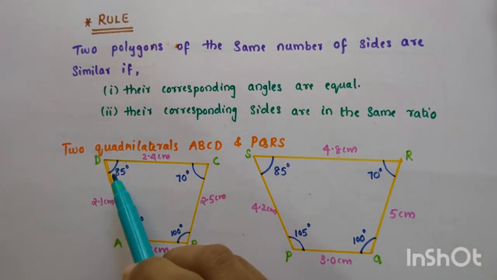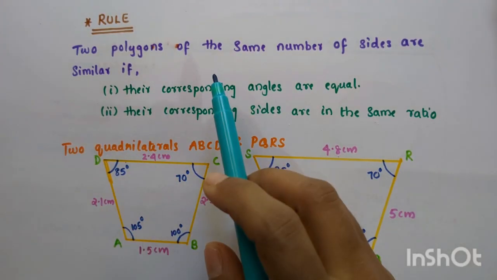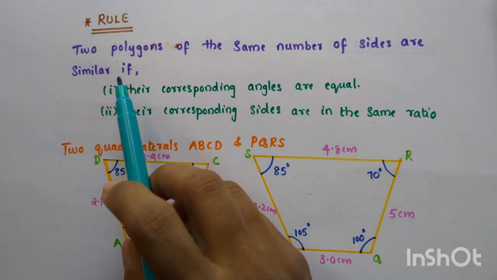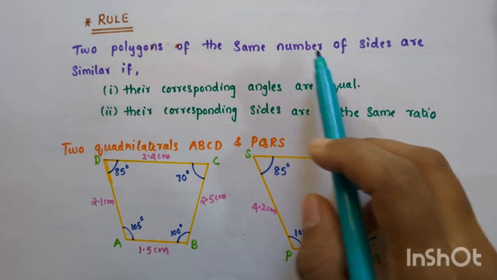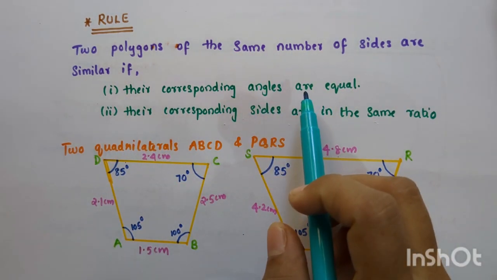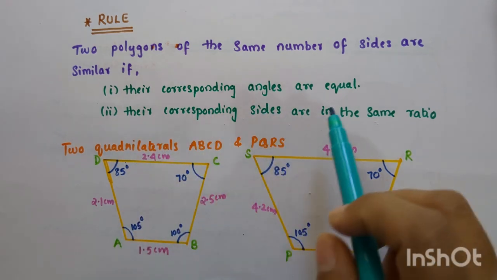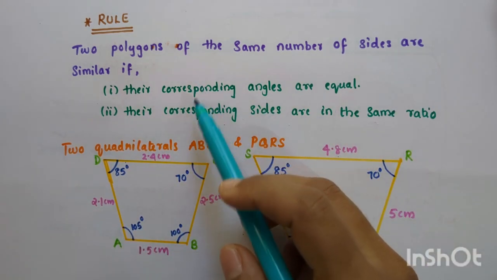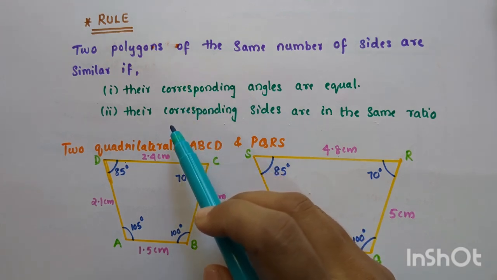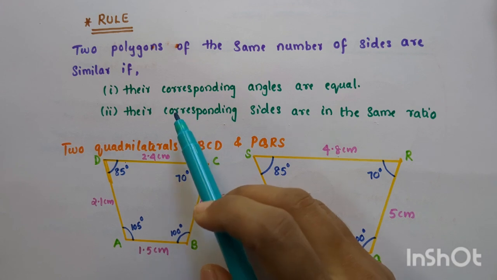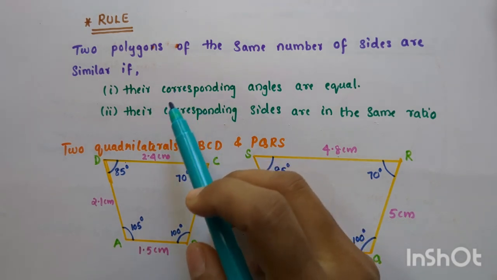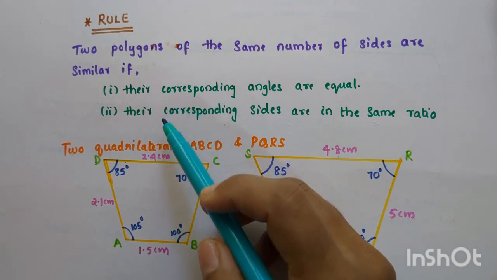There are some rules to decide whether two figures are similar or not. The rule is: two polygons of the same number of sides are similar if their corresponding angles are equal and if their corresponding sides are in the same ratio. Both of these two conditions must be satisfied for two figures to be similar.